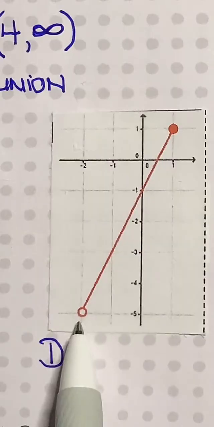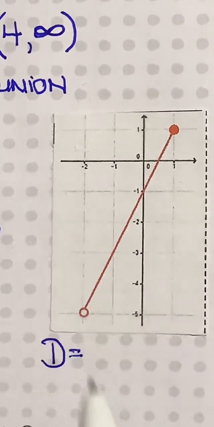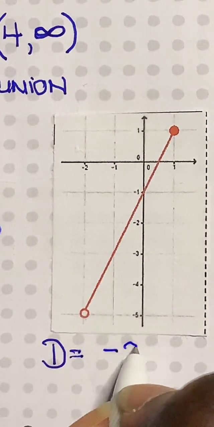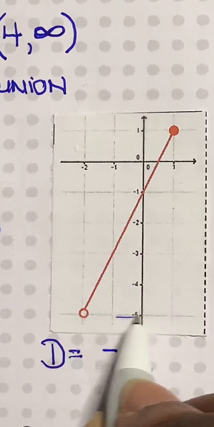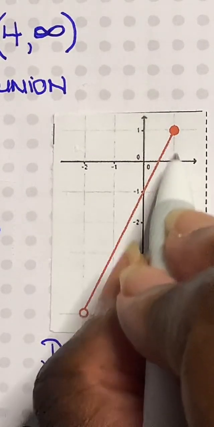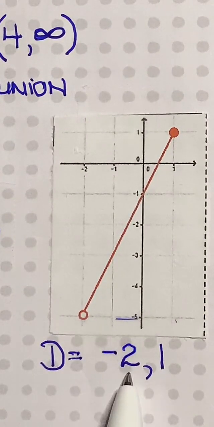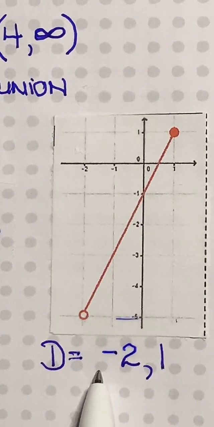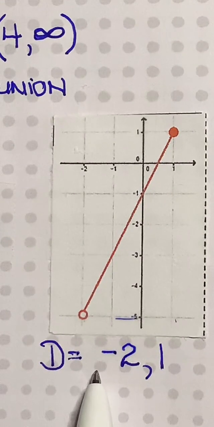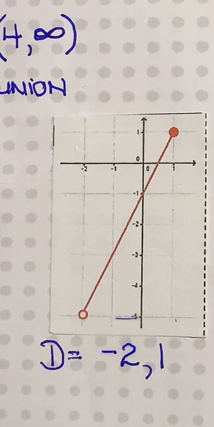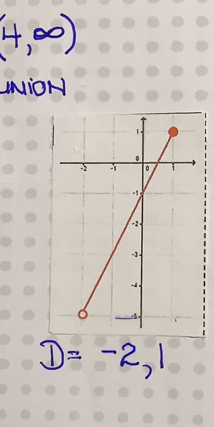So now, since my lowest x is going to be -2, and my highest x is at 1, there's an open circle at the -2. So what should I put here? A parenthesis or a bracket? Okay, good, parentheses.